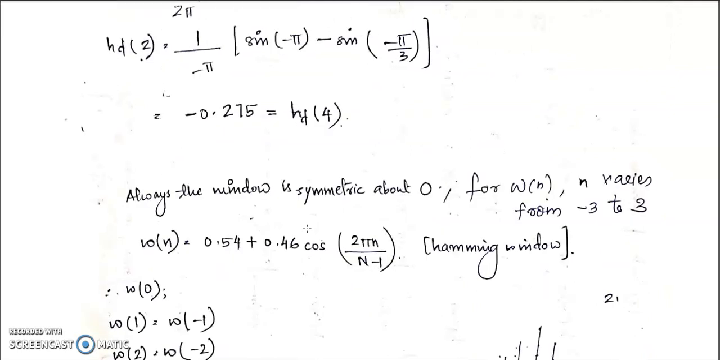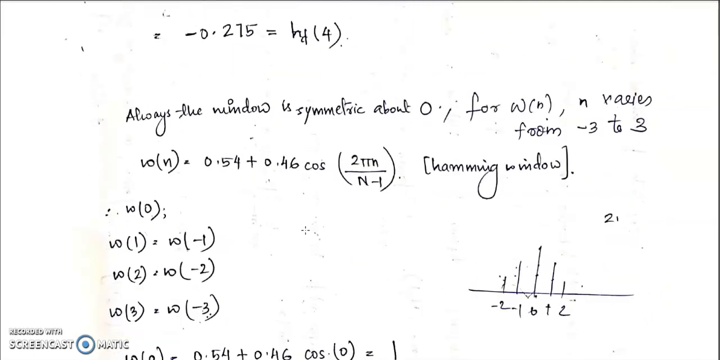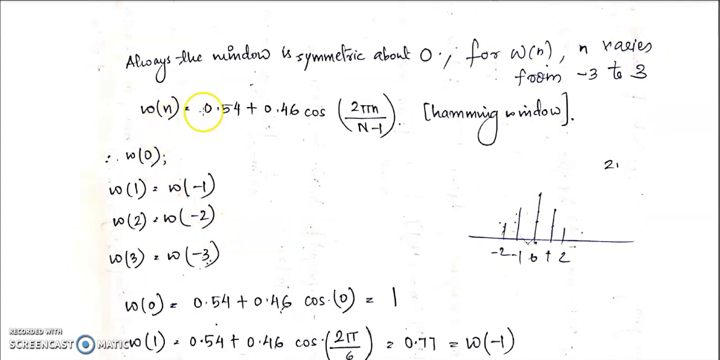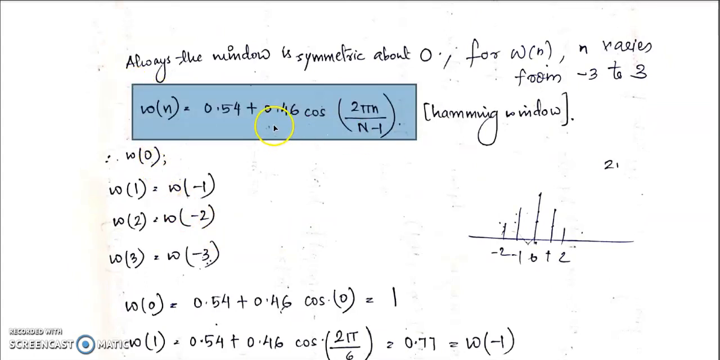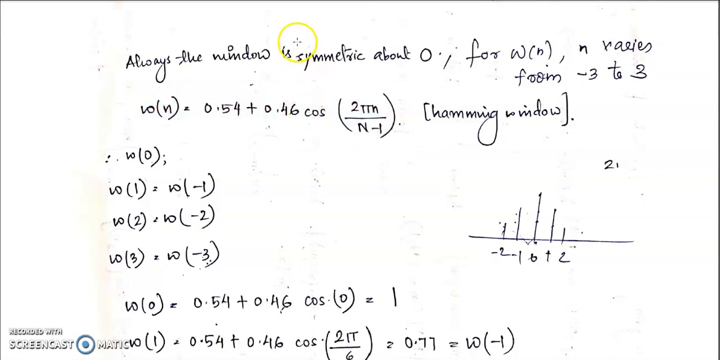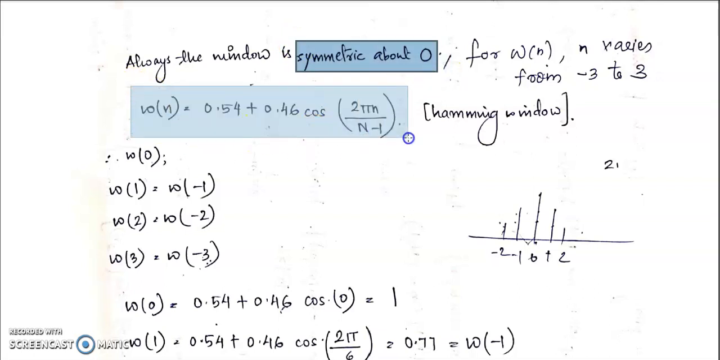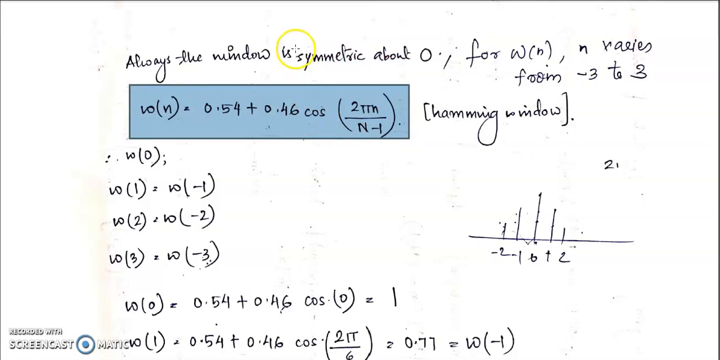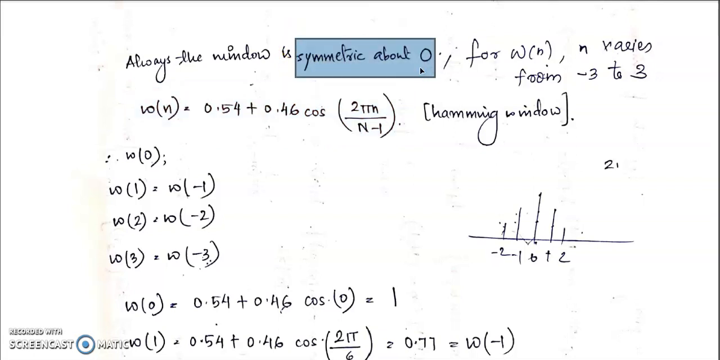Then the next step is to check the window function. Here the window function is a Hamming window. We know its expression; this is the expression of the Hamming window. This expression represents a window function that is symmetric with respect to 0.